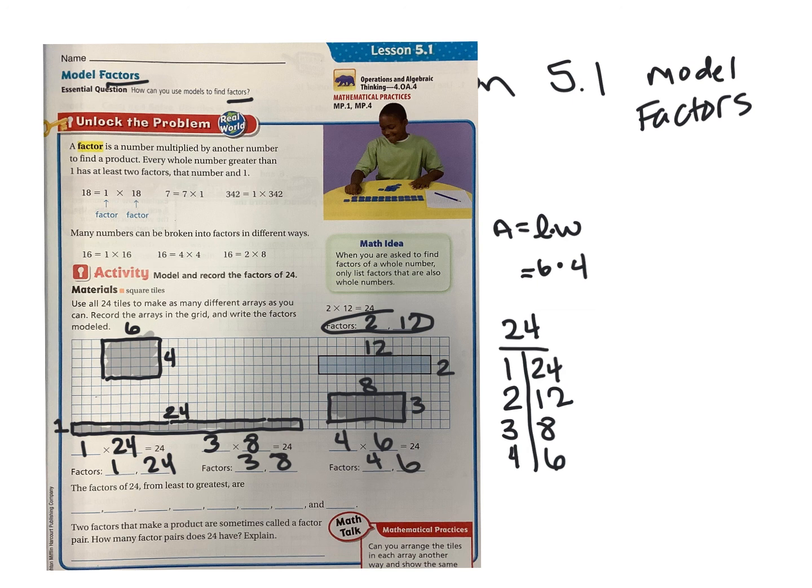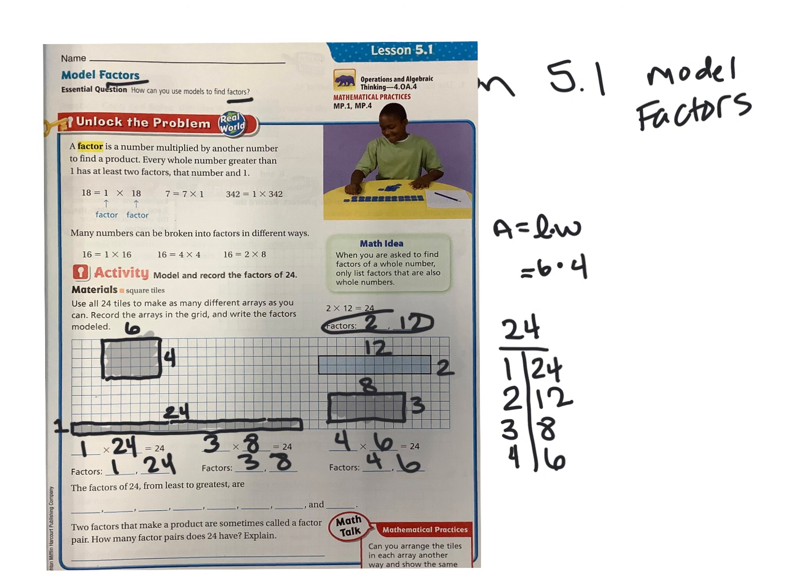And the reason I put this T chart here, for me, my brain likes to organize it this way. I put the product above, and then I start with 1 because I know that's always a factor. 1 times what? 24. And then I go, will 2 work? If it's an even number, then 2 will work. It'll be times something. Then I ask myself if 3 will work because it does on some and not on others. And then 4.